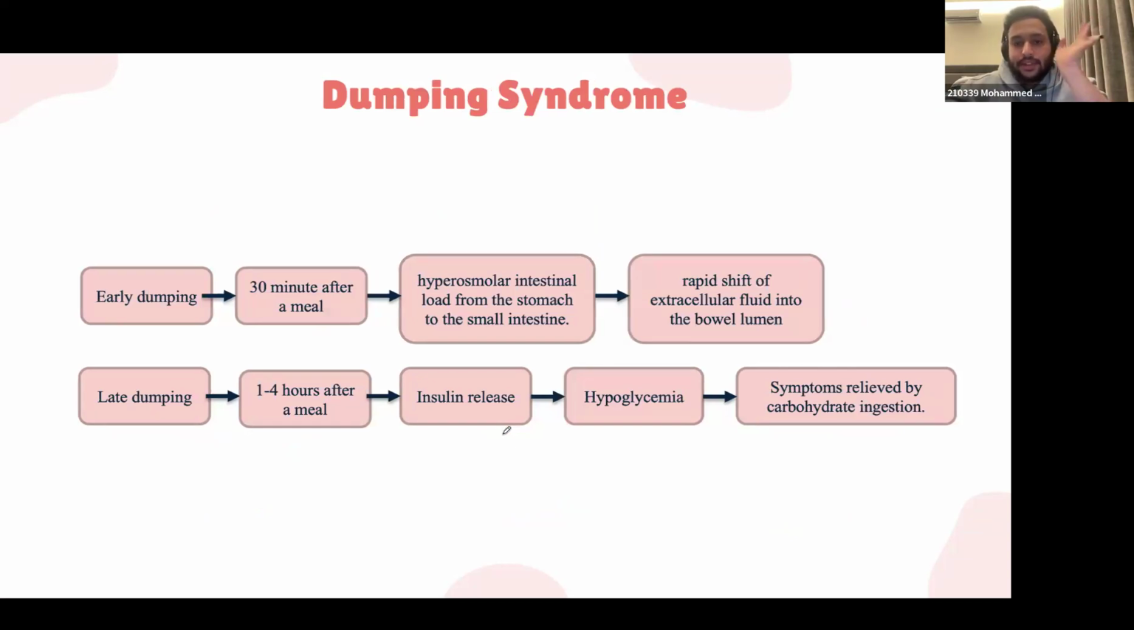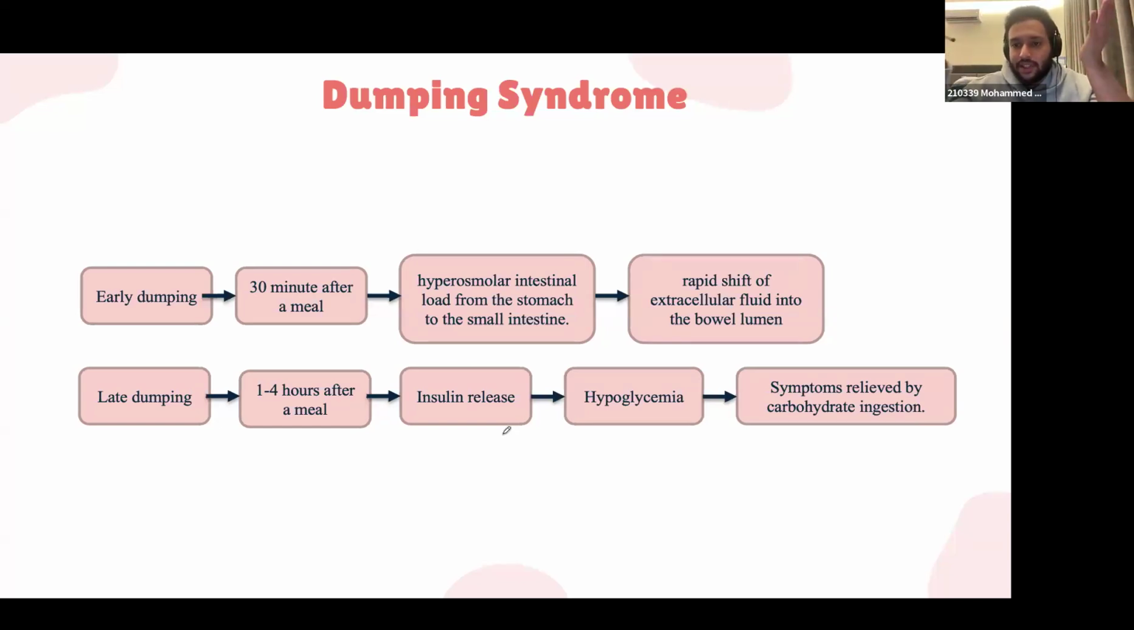We already mentioned dumping syndrome. Dumping syndrome has two phases, early and late. Early happens 30 minutes after a meal, because the hyperosmolar food basically sucks out or allows all the secretions to come out from the intestines. All the shift will cause severe diarrhea that occurs immediately. Late phase happens hours after a meal, because of the insulin that gets released because of that hyperosmolar load. With insulin secretion, you have hypoglycemia, and obviously with hypoglycemia, you usually treat it with carbohydrate ingestion. This is easily preventable.